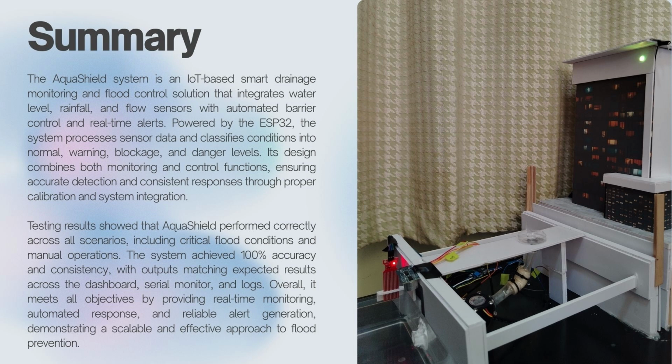In conclusion, AquaShield provides a comprehensive IoT-based solution for flood prevention and smart drainage management. By integrating sensors, automation, and real-time monitoring through the ESP32 platform, the system transforms traditional flood monitoring into an active and intelligent response system. Based on our testing results, AquaShield achieved accurate and consistent performance across all scenarios. The dashboard alerts, sensor readings, and barrier movements match the expected outcomes during testing. Through this project, we successfully achieved all our objectives and developed a scalable, reliable, and effective flood prevention system.